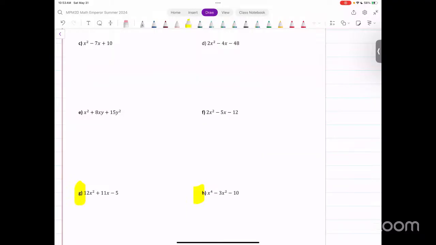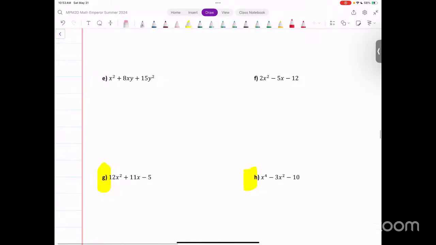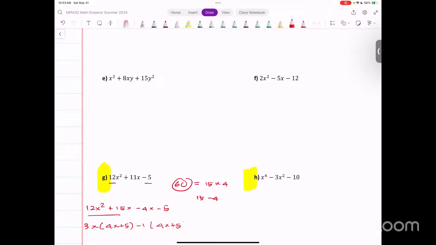All right, I'll do one other question to wind up. Just a quick recap. 12 times 5 is 16. 15 times 4 is 16. 15 minus 4 is 16. So 12x squared plus 15x minus 4x minus 5 is 3x(4x plus 5) minus 1(4x plus 5).